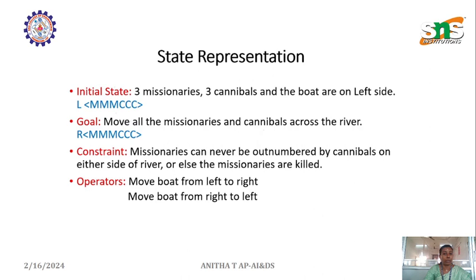This is a state representation. This is the initial state: three missionaries, represented as MMM, and three cannibals, represented as CCC. Move all the missionaries and cannibals across the river. One of the constraints is that missionaries can never be outnumbered.